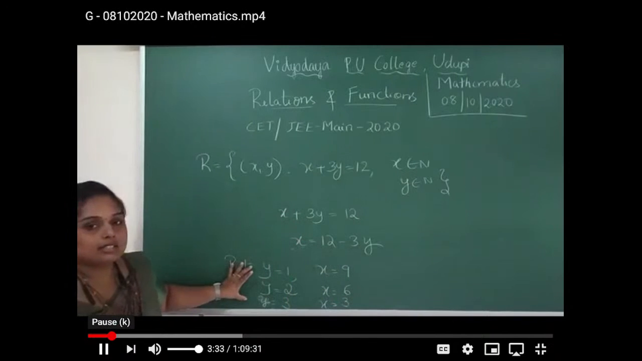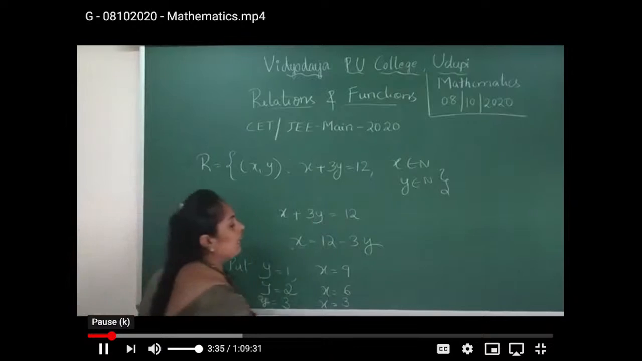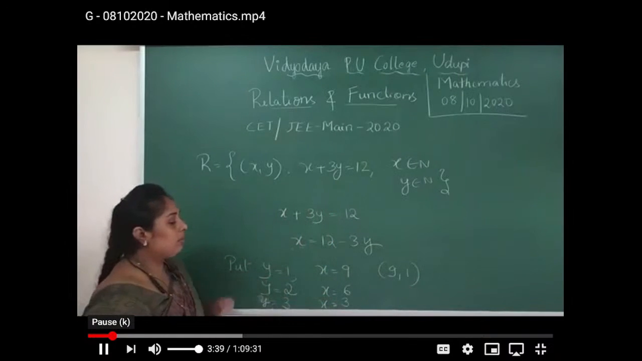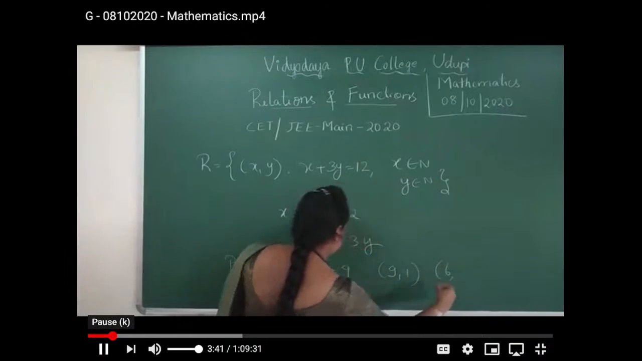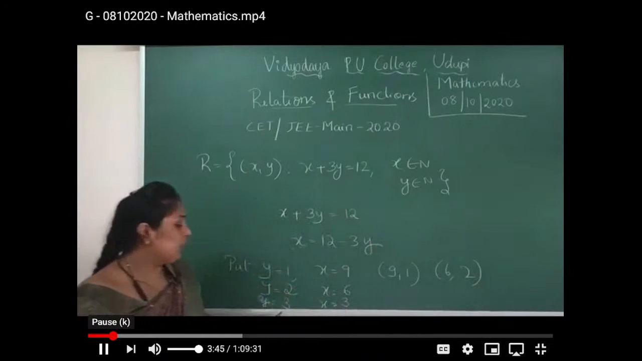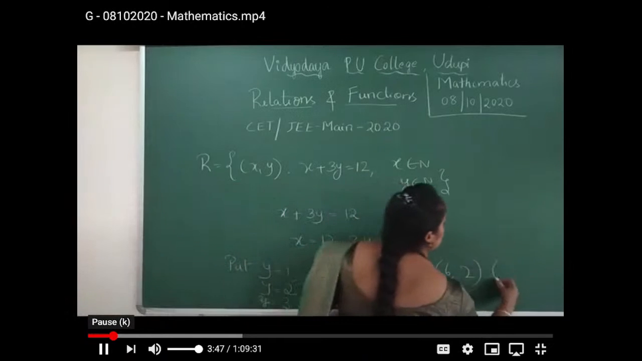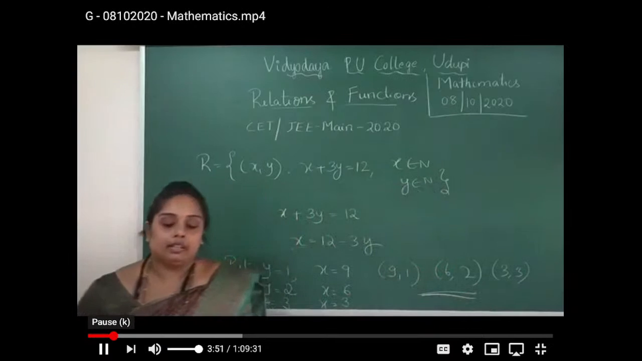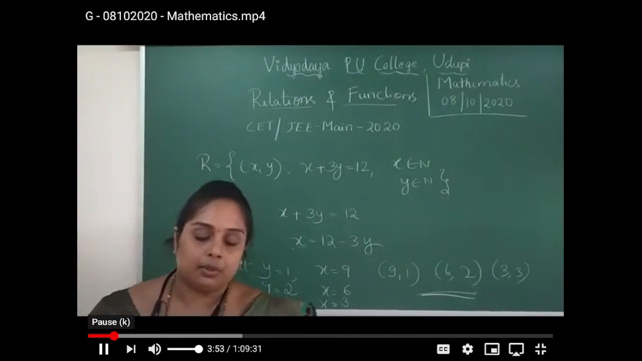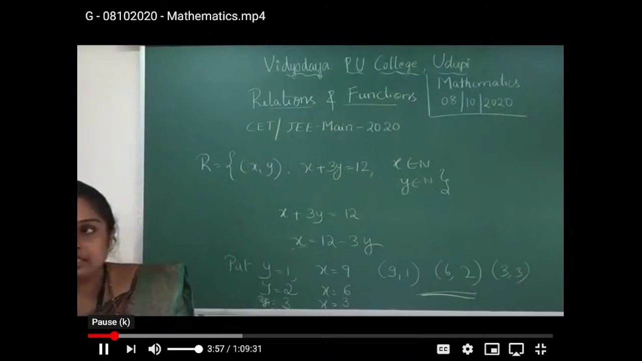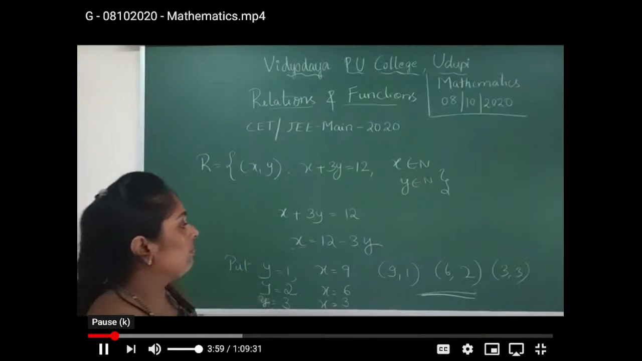So I can write this as ordered pairs (x, y): (9, 1), (6, 2), and (3, 3). So we can make out that the third option is correct. The answer is the third option.